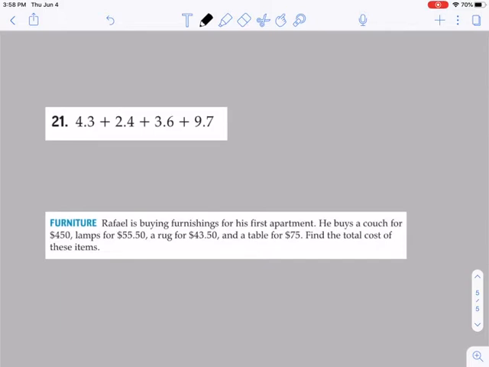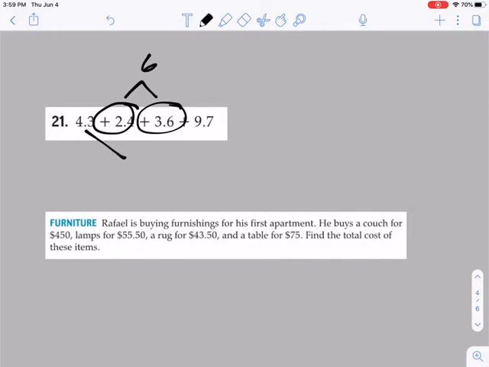Number 21. Decimals are a great example of being able to use grouping and the commutative property. So how I would do this one is I would say, well, I'm going to add these two together because that's going to give me a number that's just a whole number. So 2.4 plus 3.6. Well, 2 plus 3 is 5, but 0.4 plus 0.6 gives you a whole. So you get 6, which is sweet, right?